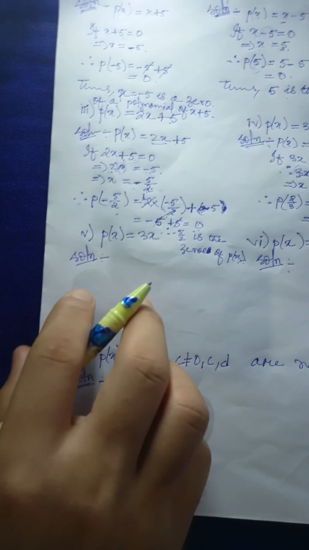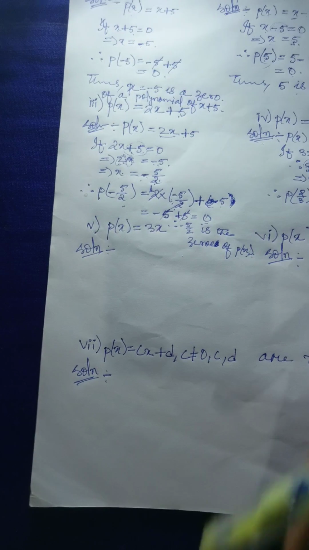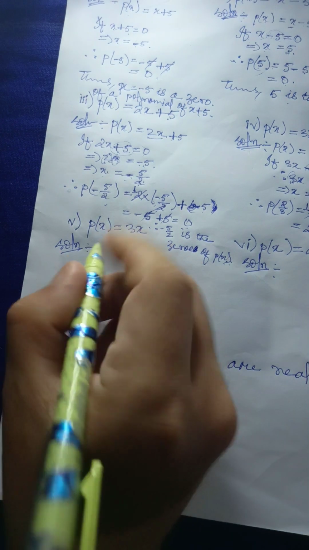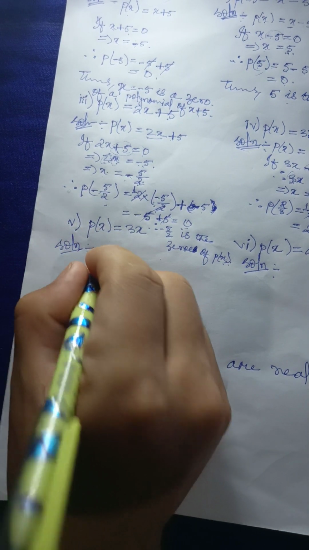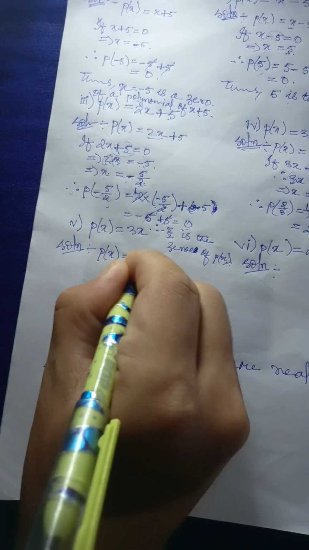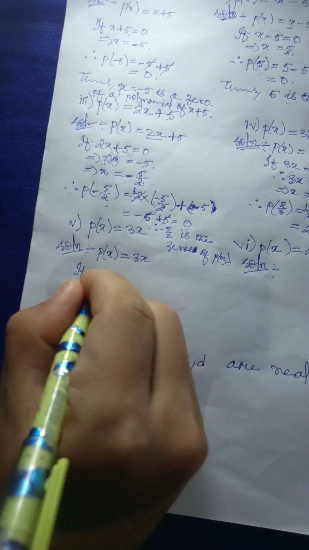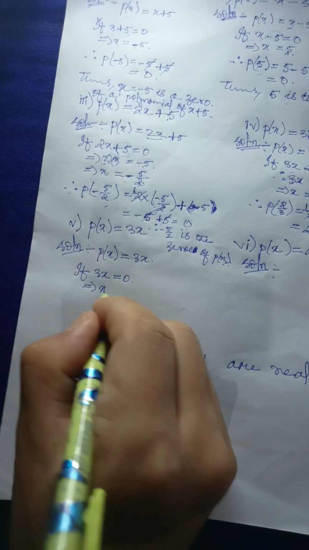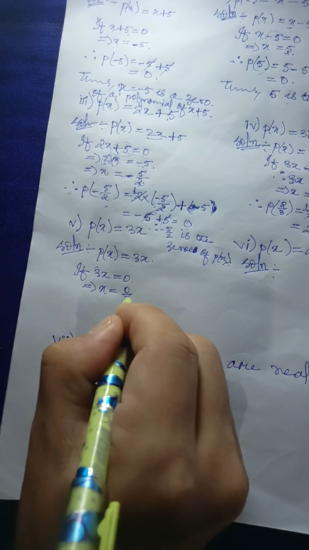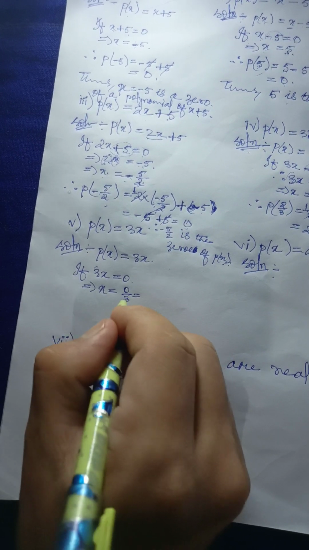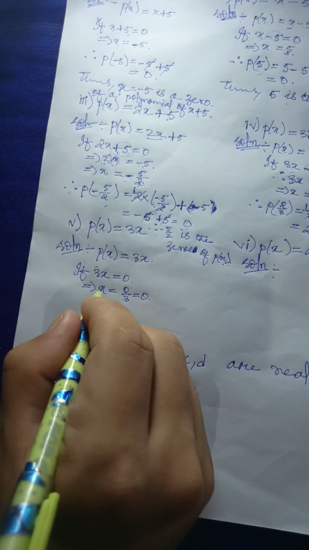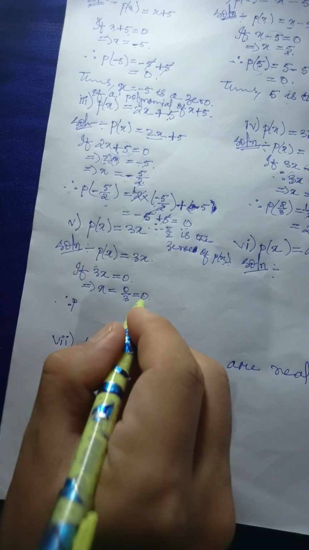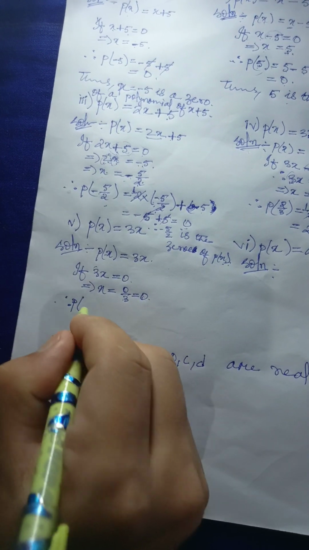If it is clear to all of you, then we will move to the next one, that is Roman number 5. Here we have p of x is equal to 3x. Let us write an assumption: if 3x is equal to 0, then moving this 3 to the other side it becomes 0 by 3. If we divide 0 by 3, we get 0. That means the value of x that we have is 0.